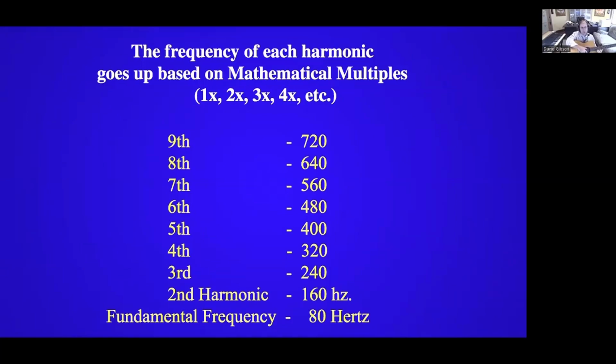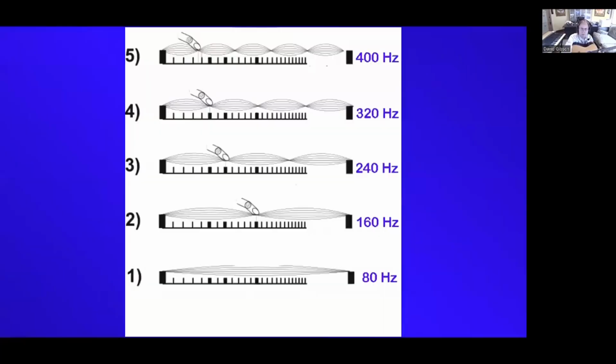So I can play all those harmonics by putting my finger in different places on the string, dividing the string in half, third, fourth, fifth, and so forth, just exactly like a violin player does to get all the notes. So here we go. Here's the root, second harmonic, splitting the string in half, third harmonic, fourth.